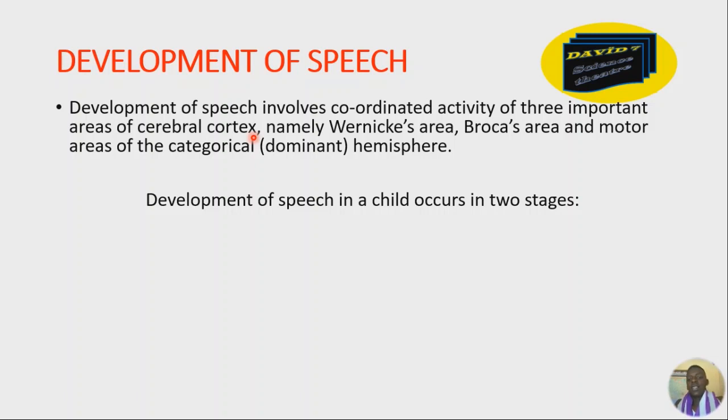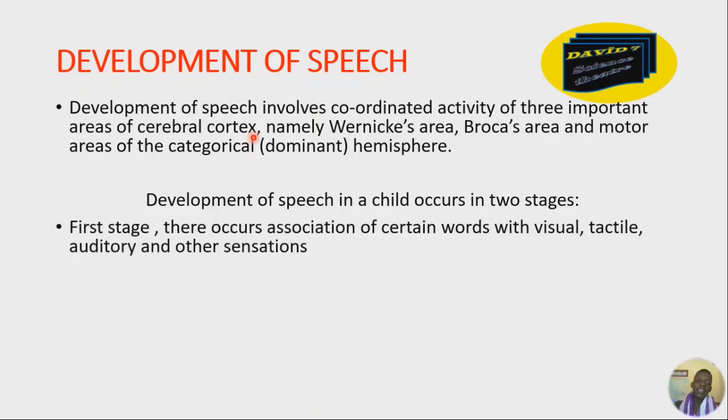How does it occur in a child? It occurs in two stages. The first stage involves association of certain words with visual, tactile, auditory, or other sensations. That is what the baby does at first. It associates certain words with what it sees, touches, or hears.